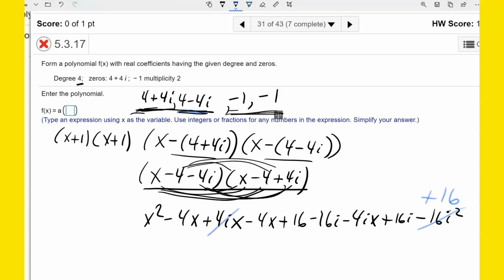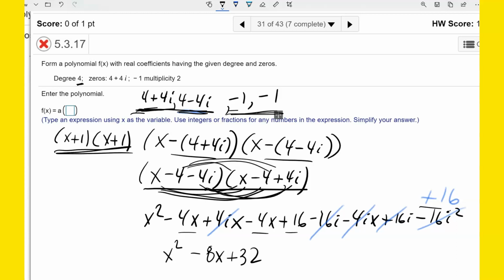4, positive 4ix and negative 4ix, negative 16i, positive 16i. When we clean this up, what do we have? We have x squared minus 8x plus 32. I believe that's what we have. Right, the minus 4x, the minus 4x, and the plus 16, and the plus 16. All right, I'm not done yet. That's probably the hardest part, but it's still not over.